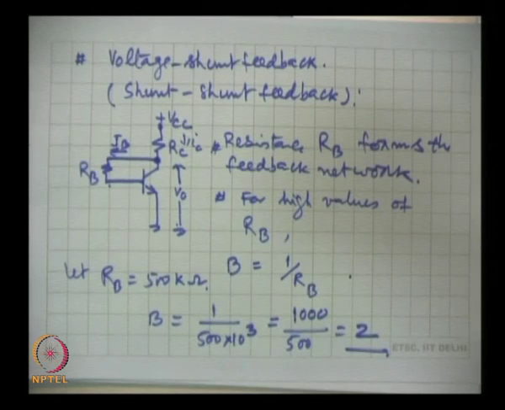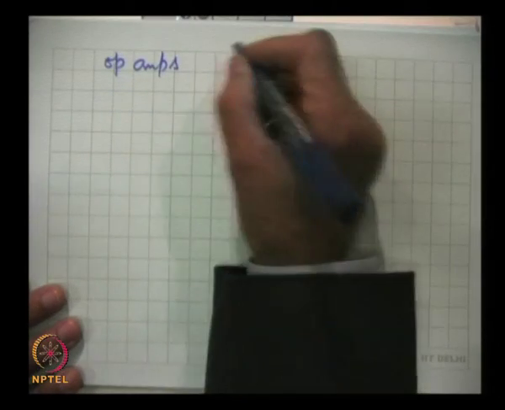Now, I take two examples for feedback from operational amplifiers. Operational amplifiers we will be talking about a little later, that is one of the modules, and we will go into greater details about operational amplifiers. Operational amplifiers are very important in all kinds of electronics, whether it is analog electronics or digital electronics. Operational amplifiers are popularly called op-amps.